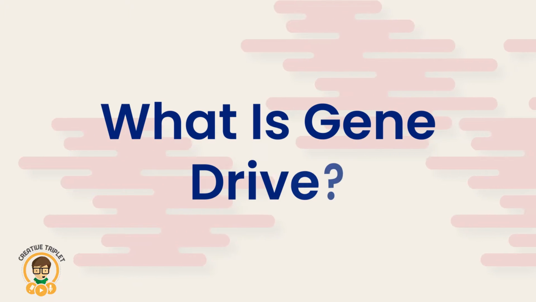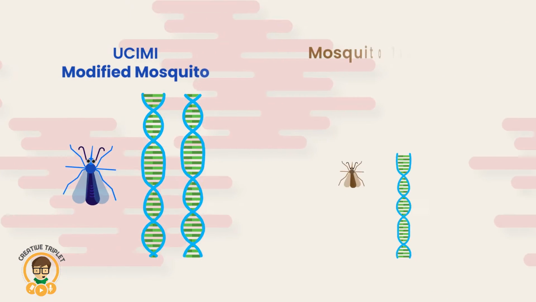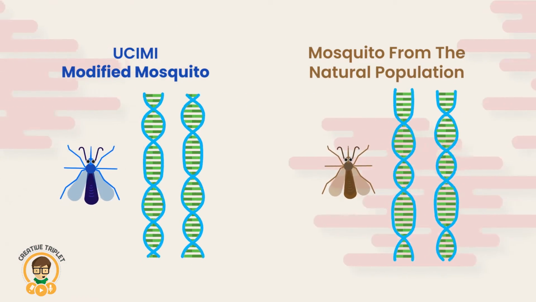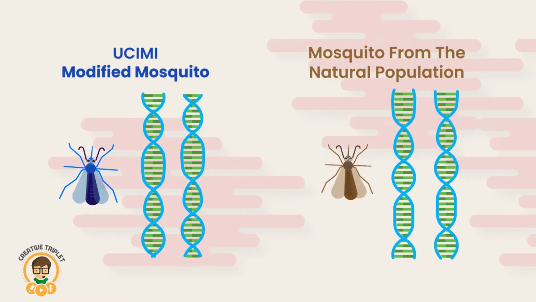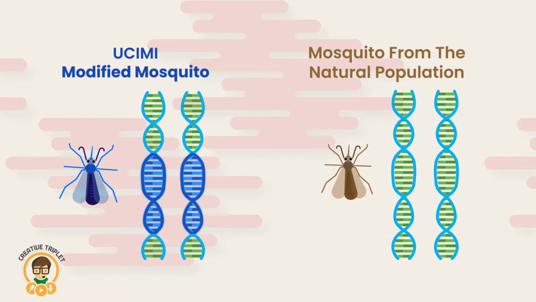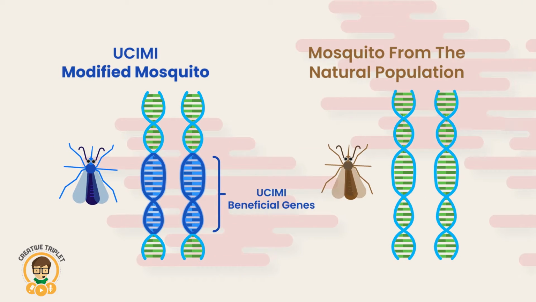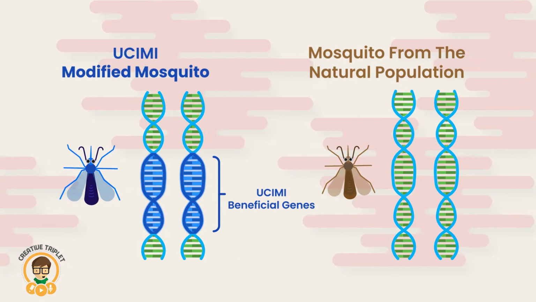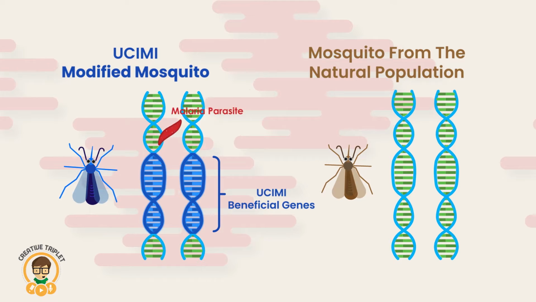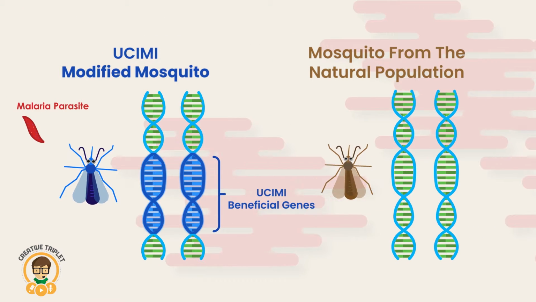What is gene drive? UCI-MI has developed a modified mosquito that contains beneficial genes and a gene drive. The modified mosquito has the same DNA as the mosquitoes in the natural population, plus the beneficial genes which have been added to the DNA. These genes prevent malaria parasites from developing inside the mosquito so that it cannot transmit malaria to humans.